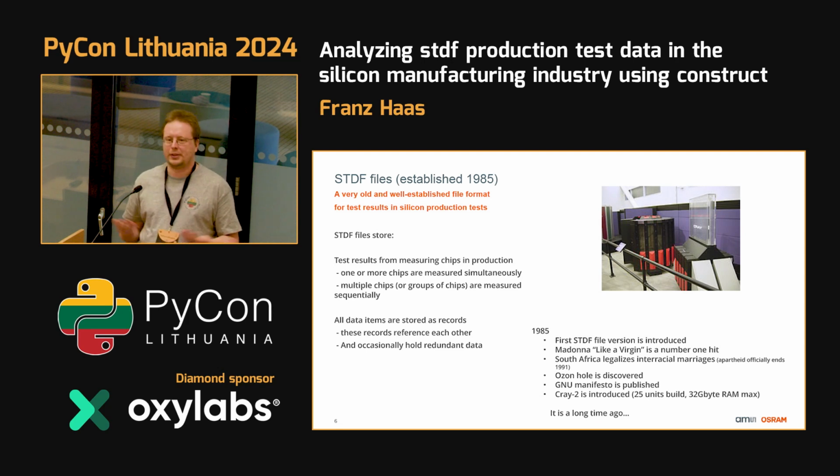Madonna's Like a Virgin was a #1 hit. South Africa legalized marriage between white and black people. That wasn't the end of apartheid, that was about 8 years later, I think. The ozone hole was a new discovery, we didn't know that in 1984. The GNU Manifesto was written, and a supercomputer, like the Cray in the picture, has something between 2 and 32 gigabytes. And I think there were 25 units built in total, and that was the year it came out, so at that time there were much fewer. So this is the time frame where this stuff comes from.